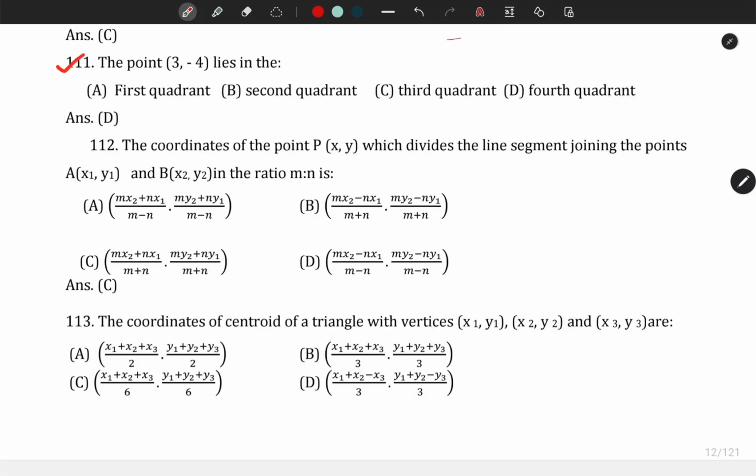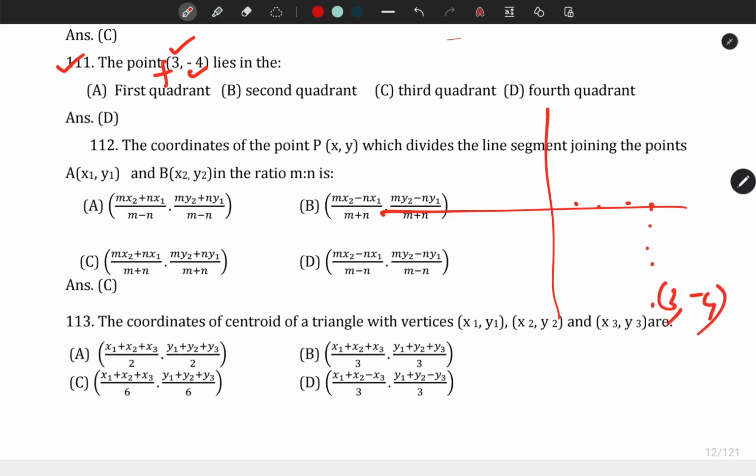Next question, the point 3 comma minus 4 lies in, so here 3 is positive, that means we'll go towards the right side 3 steps, then minus 4 will go 4 steps down. So 3 comma minus 4 will be lying in the fourth quadrant. So the answer is fourth quadrant.